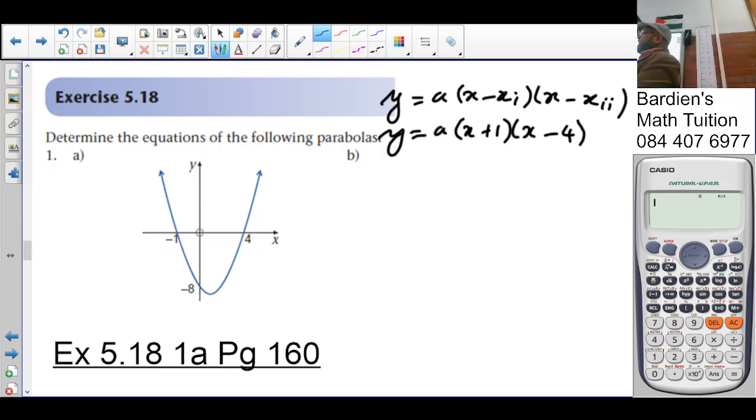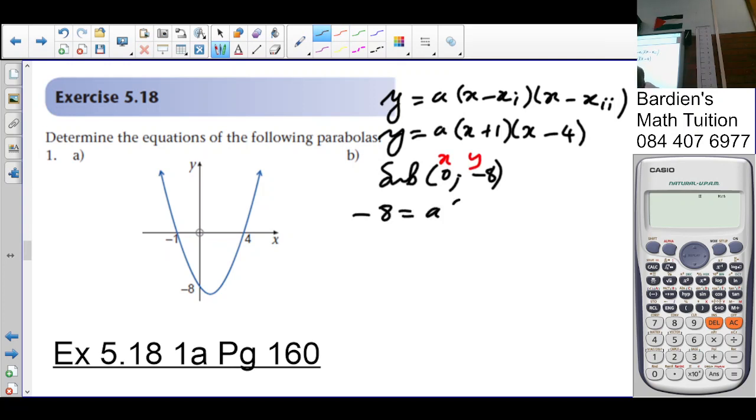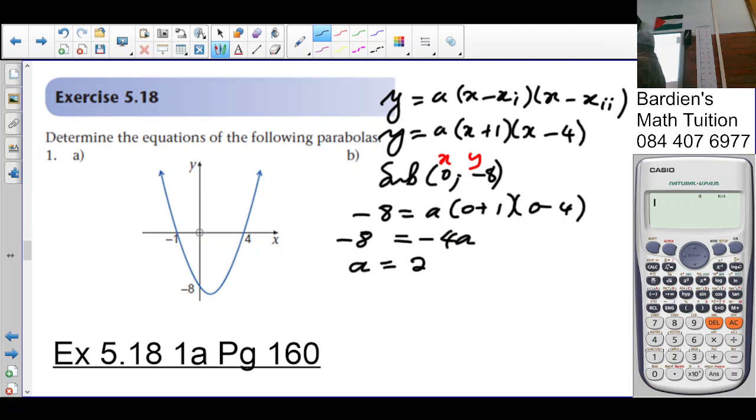So what do I do now? Substitute the point that's lying on the y-axis. So we substitute 0 and negative 8. Remember, that's an x and a y. So we have negative 8 is equal to a into 0 plus 1, 0 minus 4. Okay? 0 plus 1 is 1, 0 minus 4 is negative 4. 1 times negative 4 times a is negative 4a. Negative 8 divided by negative 4, a is equal to 2.